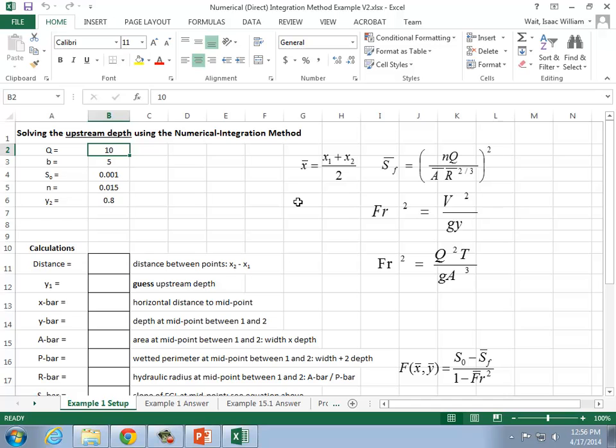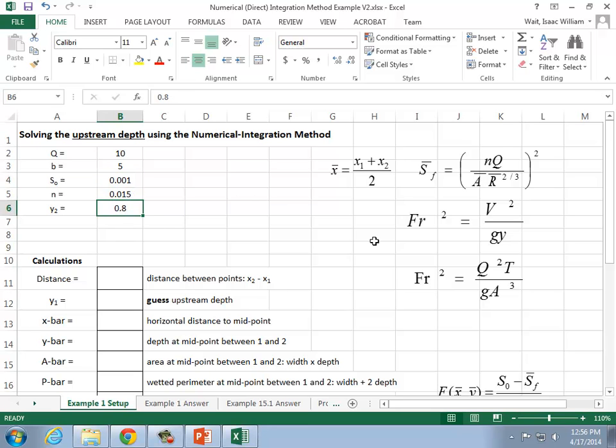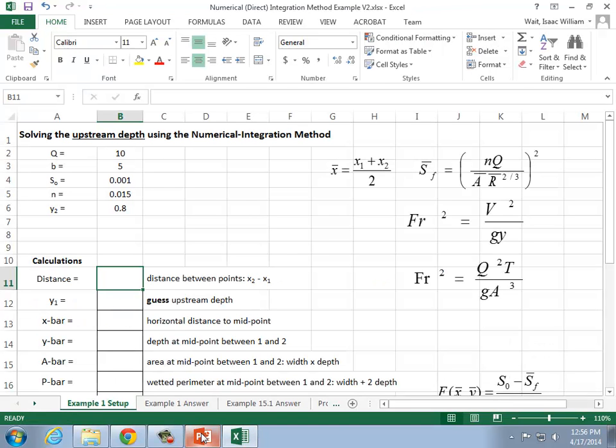Okay, so here we've got the flow rate of 10 cubic meters per second. The channel width is 5. Here's the channel slope. We've got the n value. And this is the depth at the location where I already know conditions. This is maybe where I've measured the depth. All right, so the first step, I remember from the description, I want to find the depth 50 meters upstream. And so the distance between the 2 points is going to be simply 50. That's how far apart x1 and x2 are.